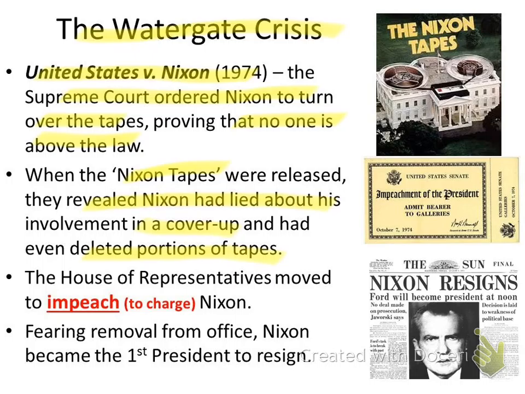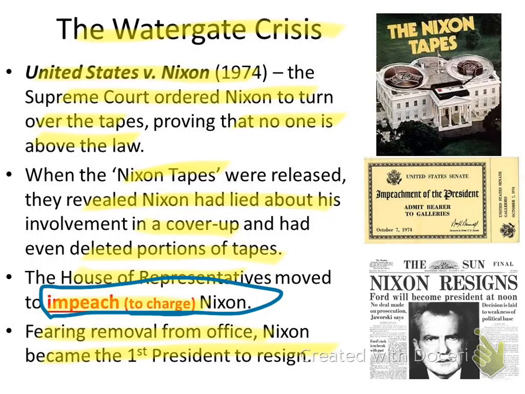He even went as far as to delete certain portions of the tapes that incriminated him. The United States House of Representatives sought to impeach Nixon, to charge Nixon with a crime, but before that was done, Nixon became the first president to resign. So he was going to be impeached. He was going to be charged. He was going to be found guilty in a trial in the Senate. So instead of doing that, he resigned. And here's the headline of Nixon resigning.